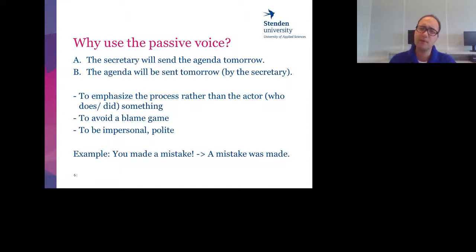So passives are a very important tool to de-emphasize who does it and to depersonalize a message in order to make it more polite. A very clear example is the one you see at the bottom of the slide. "You made a mistake." Very direct, finger pointing.